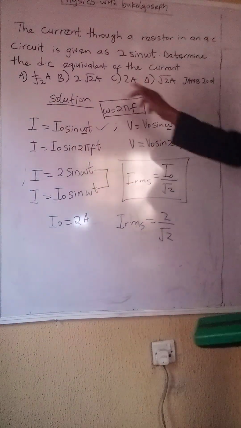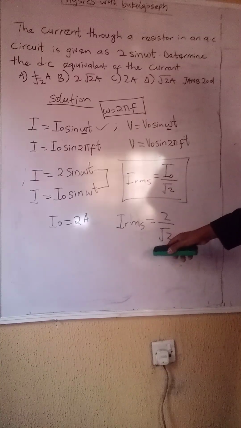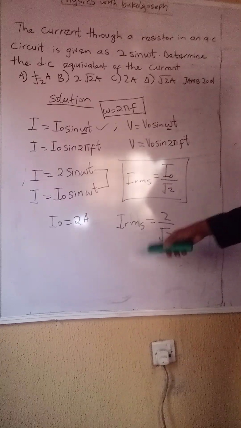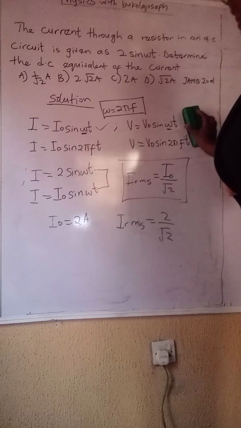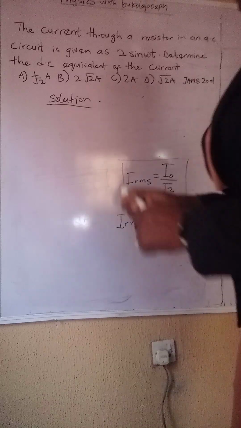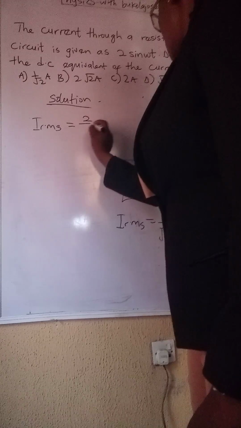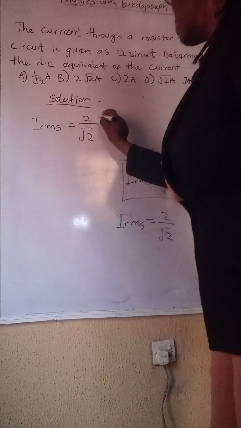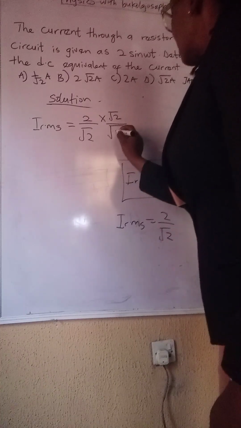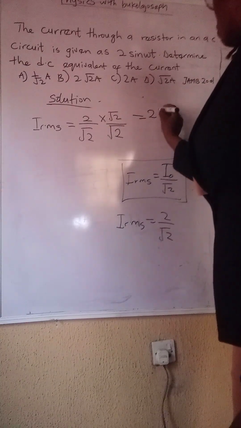If you check it out, there's nothing like 2 over root 2 there. So we are going to be using the principle of surds to break this down, to rationalize. We're going to be rationalizing. So rationalizing this, we have I RMS, root mean square, 2 all over root 2. How do we do that? We multiply the denominator by root 2, and we multiply the numerator also by root 2. So this times this will give us 2 root 2.